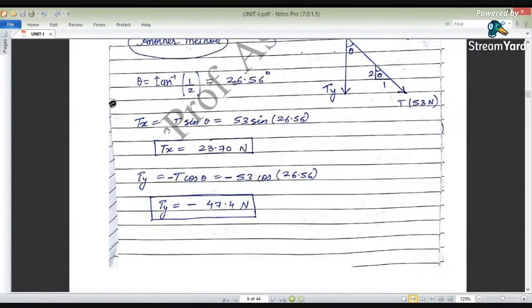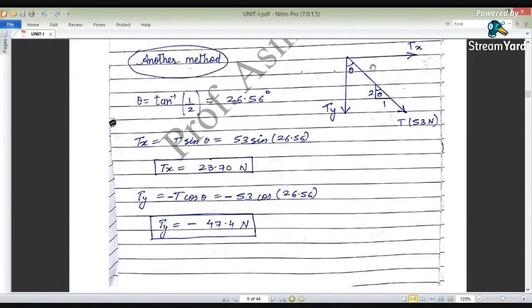And Tx, we can find as T sin theta, whereas Ty as T cos theta. The intensity of T is 53, so 53 into sine of 26.56, which we already calculated, so Tx comes to be 23.70 newtons. In the same way, Ty is minus T cos theta. Why cos theta? Because it is making an angle of theta with the vertical axis. So Ty is minus 47.4 newtons. In this way, Tx and Ty we have calculated.